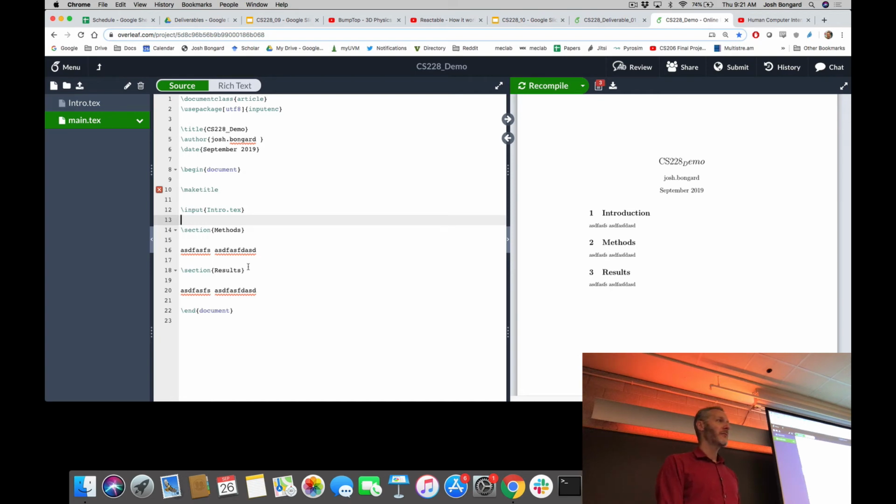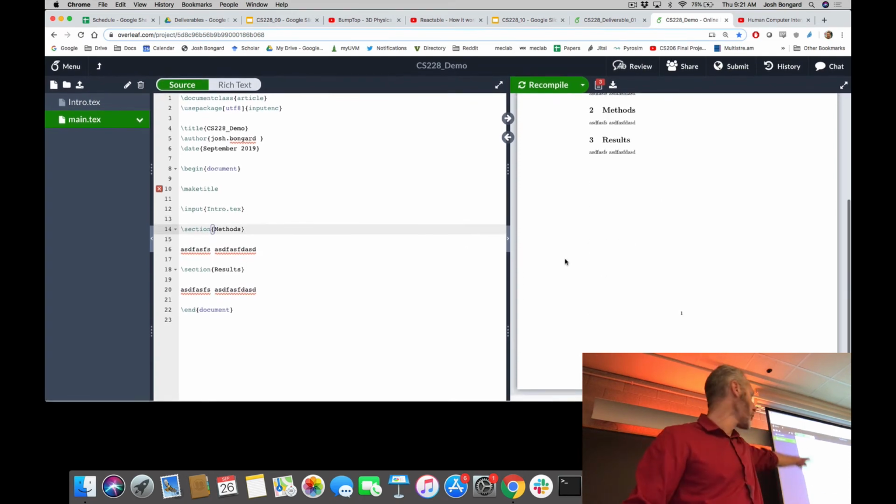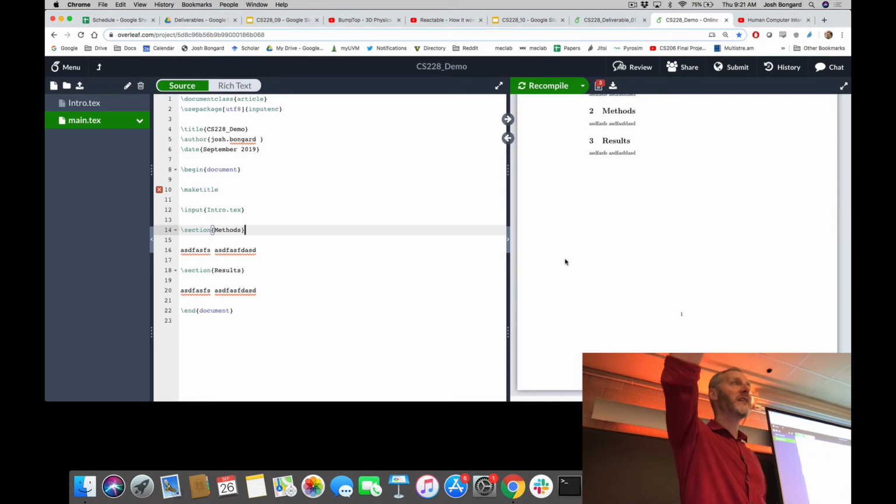Why would I want to do that? Why am I breaking this up into bite-sized chunks? Makes it easier to work on. So when you're working on another section, you don't get distracted by what you previously wrote. Exactly. So I'm happy with my introduction. It's 20 or 30 pages long. I want to move on to methods. Every time I make a change to methods, however, I don't want to have to try and scroll through the 20, 30 pages of intro down to the methods part of the PDF.